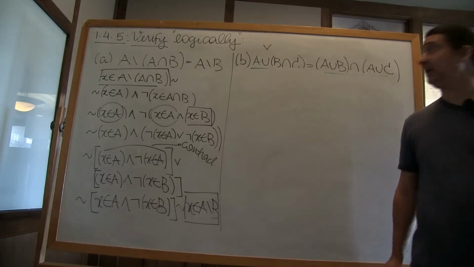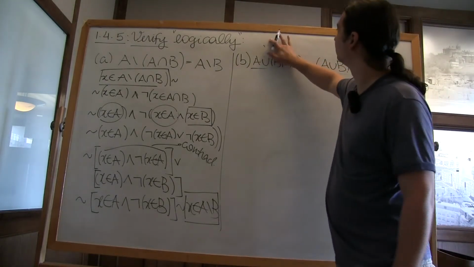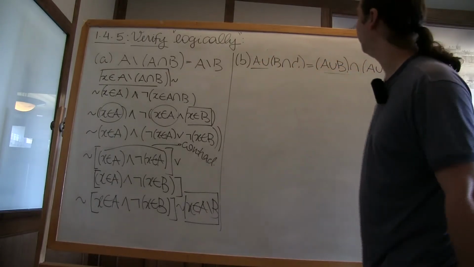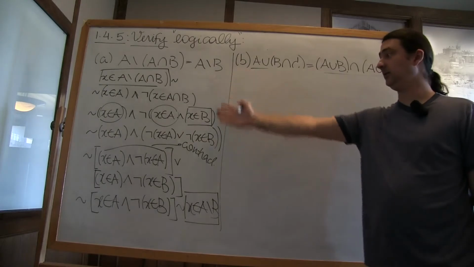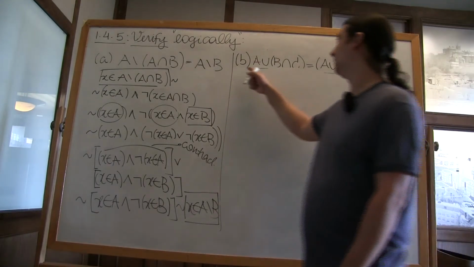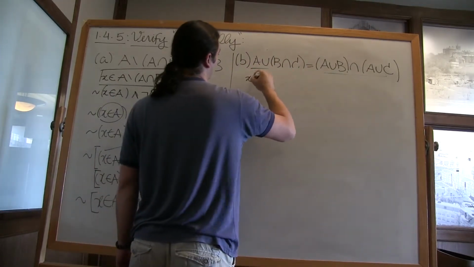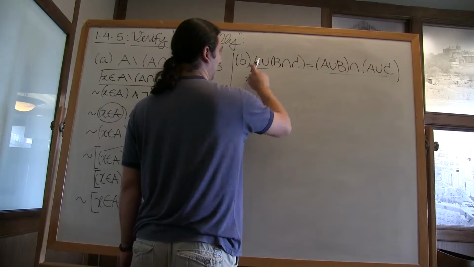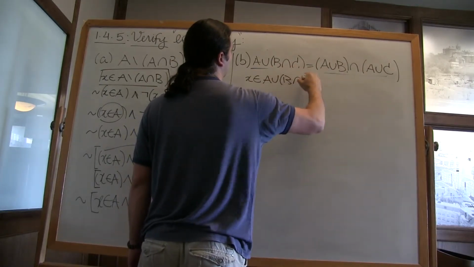Now, part B is actually a little bit simpler, although it looks more complicated. The idea of how to do it is very similar. The idea is exactly the same. We start by saying x belongs to the first set, so A union B intersect C.